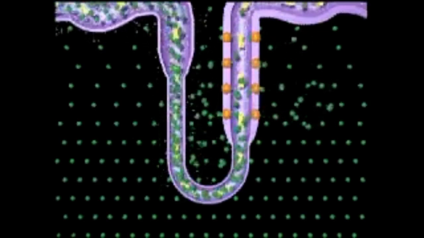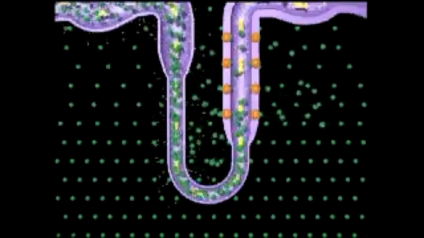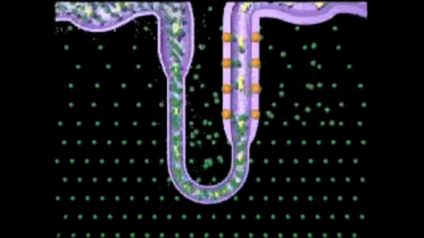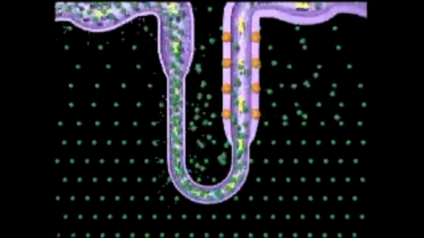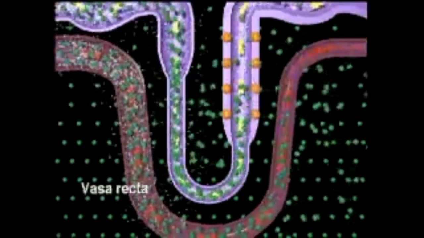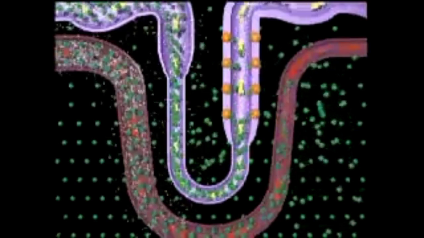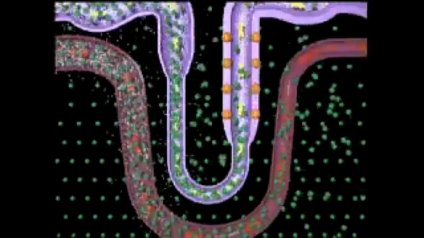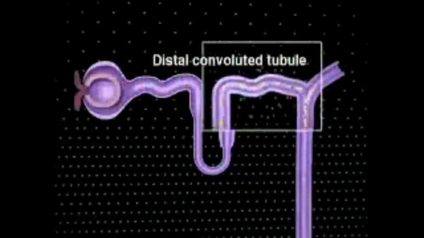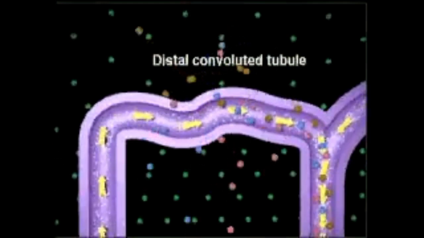This creates an osmotic gradient in medulla interstitial fluid. This is necessary to produce concentrated urine. A capillary system, vasa recta, parallels the loop of Henle and participates in salt gradient formation and maintenance. In the distal convoluted tubule, secretion occurs.